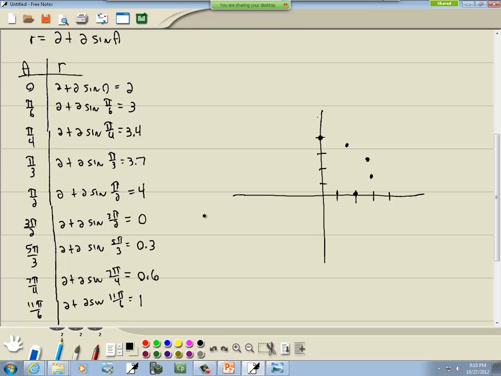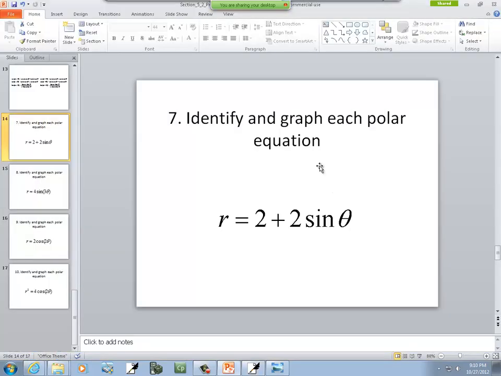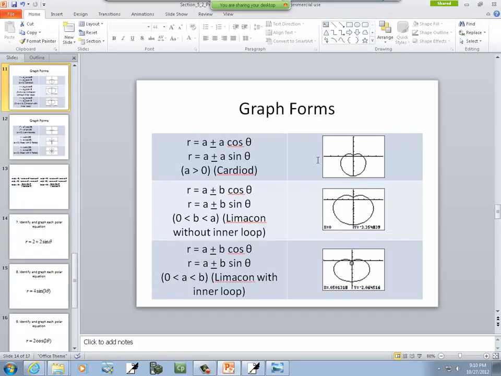Okay. And then 3 pi over 2 and 0 would be right there. 5 pi over 3 and 0.3 would be maybe right there. 7 pi over 4 and 0.6. 11 pi over 6 and 1. Really kind of rough. Now remember what our cardioid looks like.